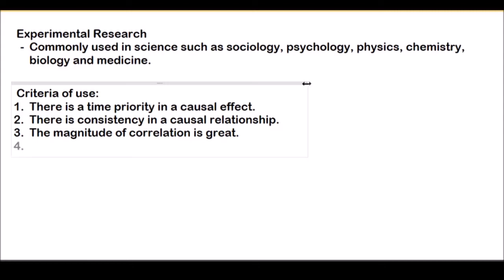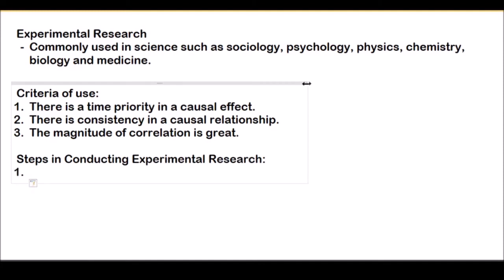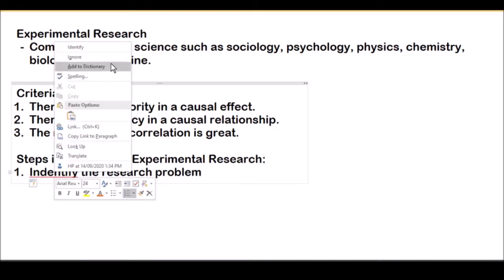Okay, so what are the steps in conducting experimental research? So steps in conducting experimental research. Okay, so the first one is to identify the research problem. So you need to identify the research problem.